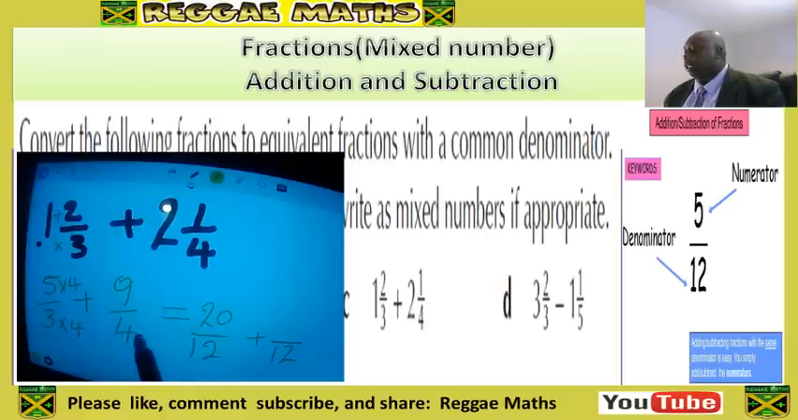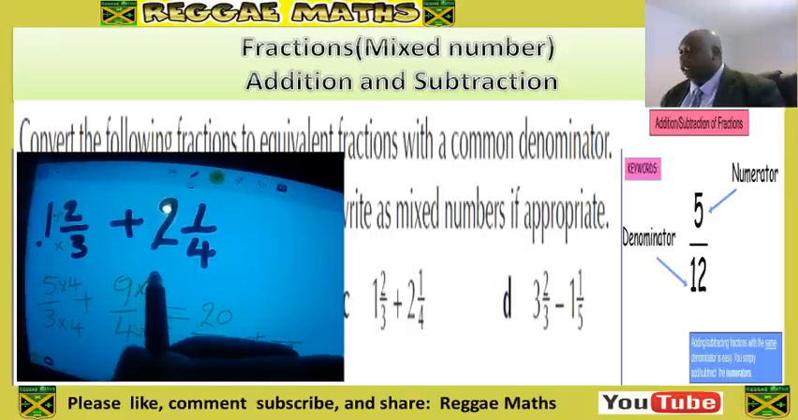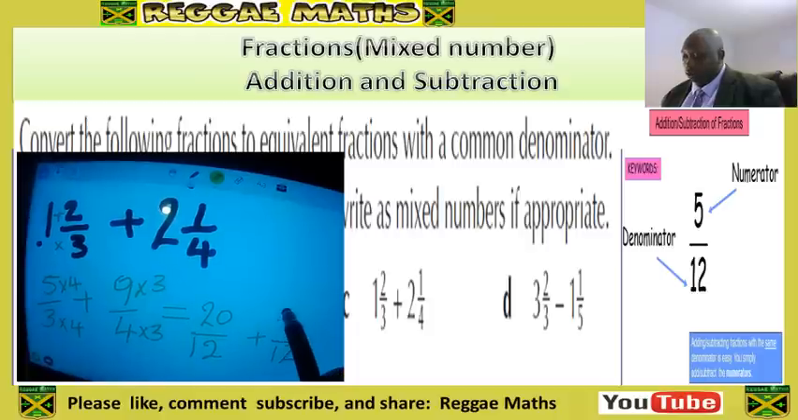Okay, what do I do this side? Again, exactly the same procedure. So again, we do 4 times 3 gives me 12, so I need to do 3 times 9, which is 27. So you can see here, without thinking, you write the denominator down. So here you can see you got 20 plus 27, so that's 47.